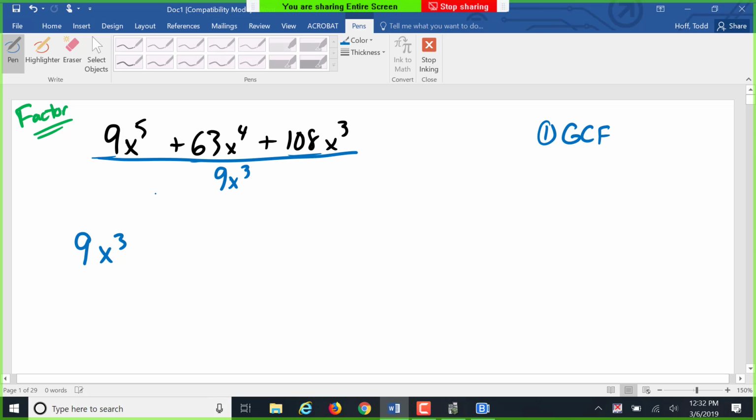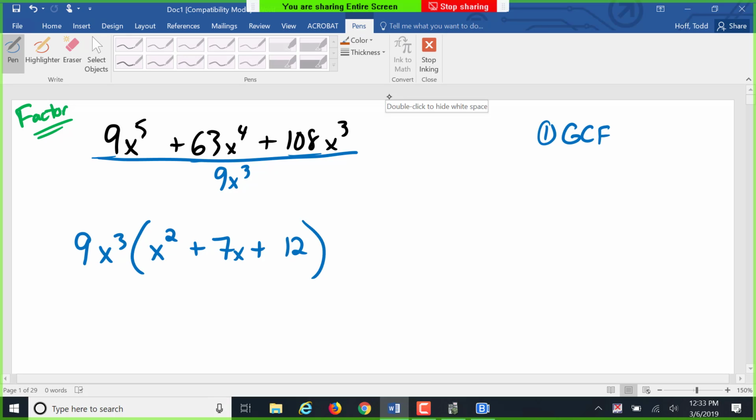So to figure out what's left, we're going to divide that whole thing by 9x to the third. What's it going to give us? X squared plus 7x, good, plus 12. Are we done now? Okay, yes, we can keep going.